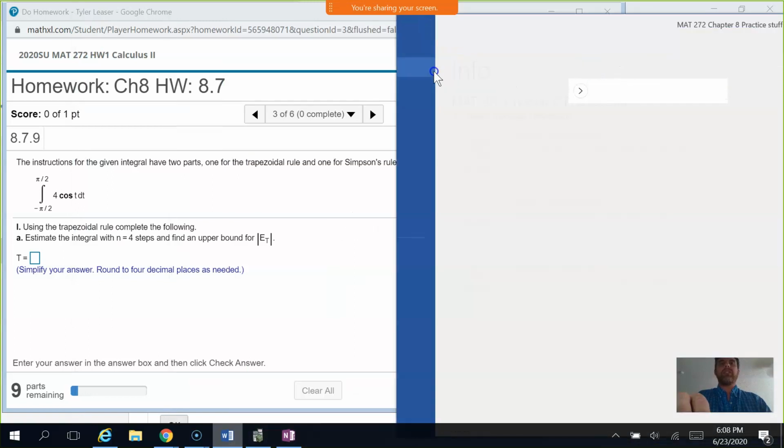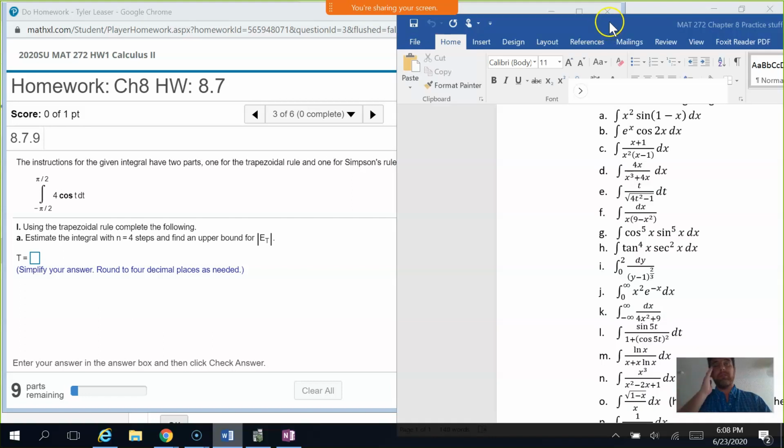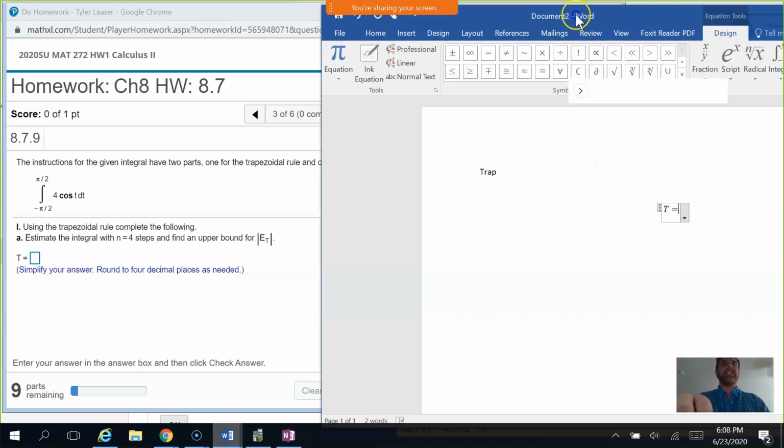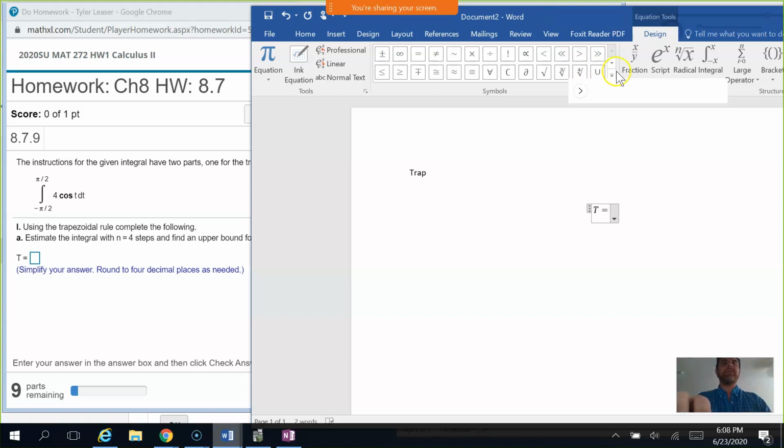Let's do this one in Word, just because the formulas are so obnoxiously long. All right, so the trapezoidal rule. There is a formula to that: T is delta x over 2, and then y naught plus 2y1 plus all the way down 2y sub n minus 1 plus just y sub n. All right, so make sure you have that formula in front of you when you go to take the test. I'm almost certain this formula is on the formula sheet.